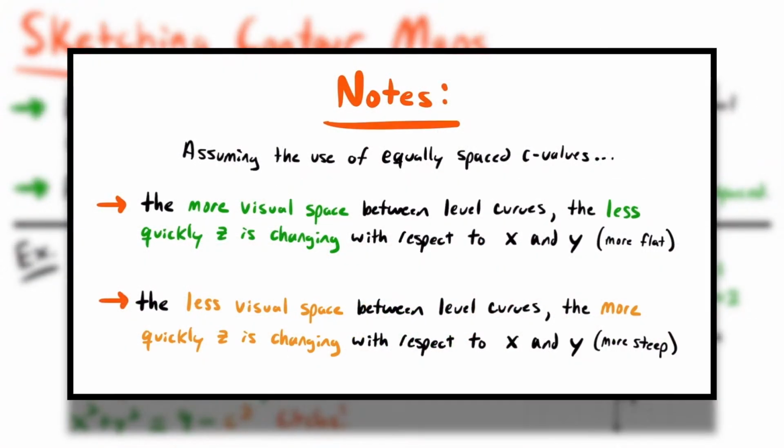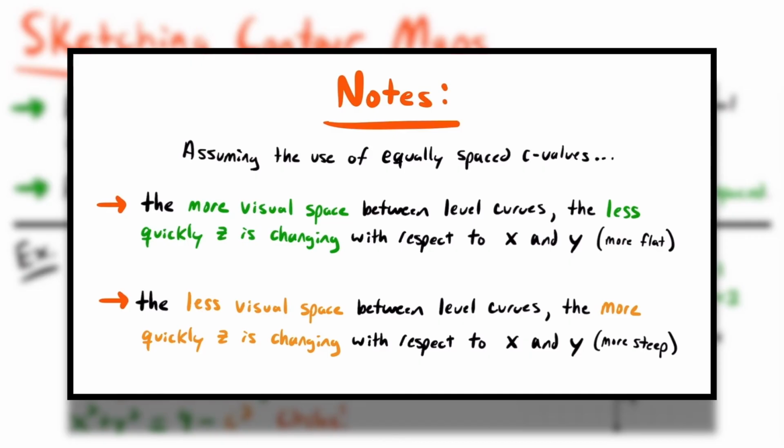We sort of already talked about this, but assuming that you are using equally spaced c values to find your different level curves, and then you graph those curves in a contour map, the more visual space between the level curves, the less quickly z is changing with respect to x and y. In other words, the surface is more flat or less steep in those areas.